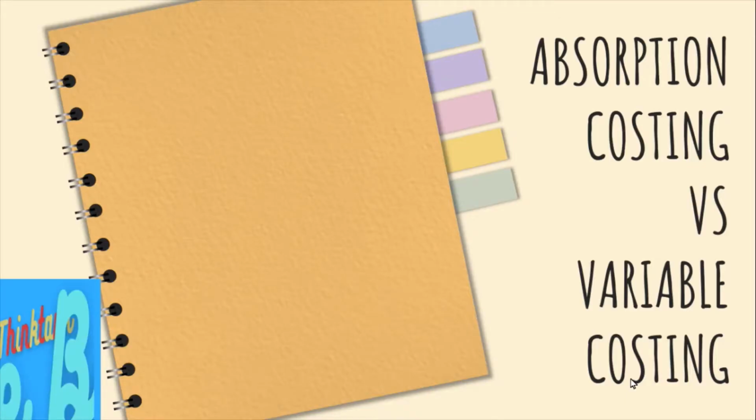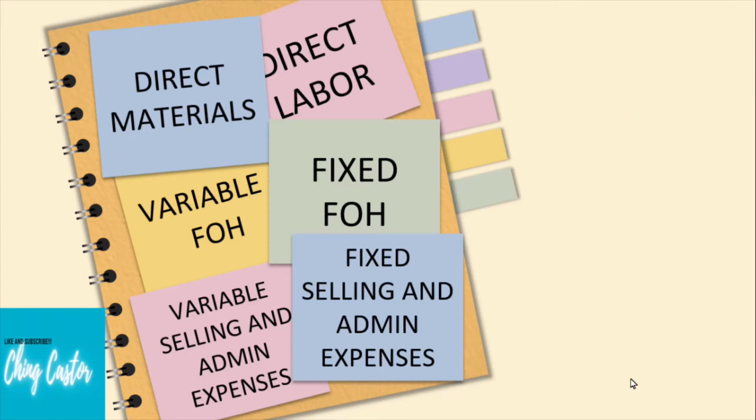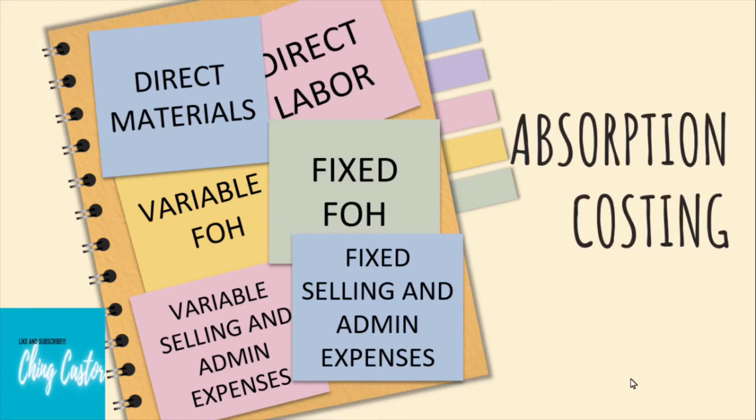Hi, good morning. Today, we are going to discuss absorption costing versus variable costing. So what are their differences? When we say absorption costing, it is sometimes called full costing. It is a managerial method for capturing all costs associated with manufacturing a particular product.